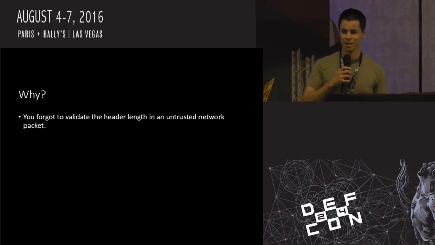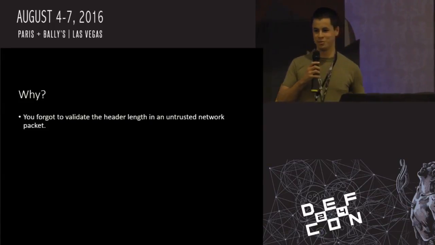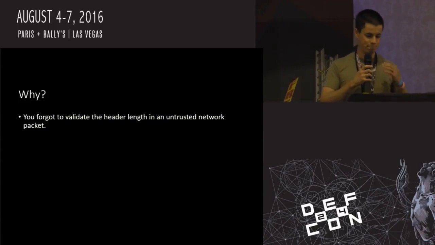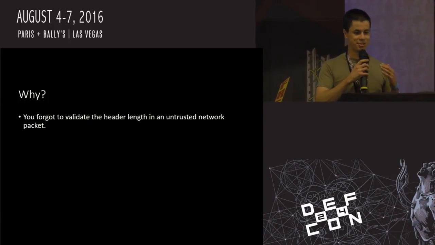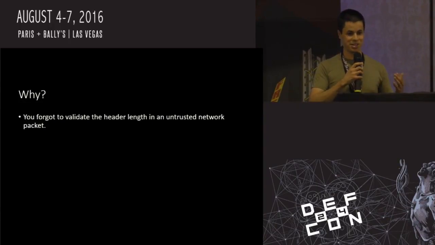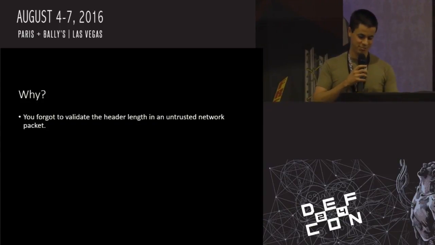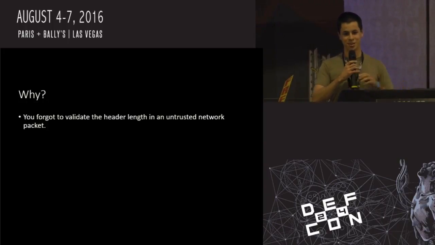What happened? Well, you forgot to validate the header length in an untrusted network packet. So if you've done network programming, you should know that if you're developing software, anything that comes in off the network is untrusted. You need to treat it as potentially malicious. Anything that comes in, you don't know where it's coming from. And it's an easy thing to forget about as you're actually writing the software because you don't think about the assumptions you have because they're assumptions, right?